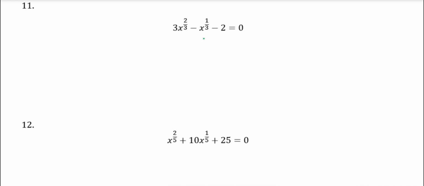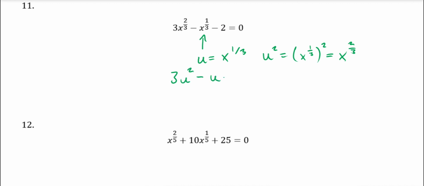This one's also pretty fun. Take a look. We have something in the middle, we have nothing on the end, and we have the square of that something. So again, we found this pattern of nothing, something, and something squared. We're going to want to take advantage of that by substituting in for our middle variable. Let's say u is equal to x to the 1/3. This makes u squared equal to x to the 1/3 squared, or 2 times 1/3. That gives us x to the 2/3 power. Hence, we have 3u squared minus u minus 2 as our substituted equation.